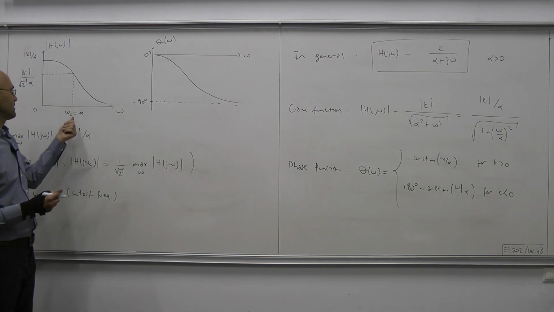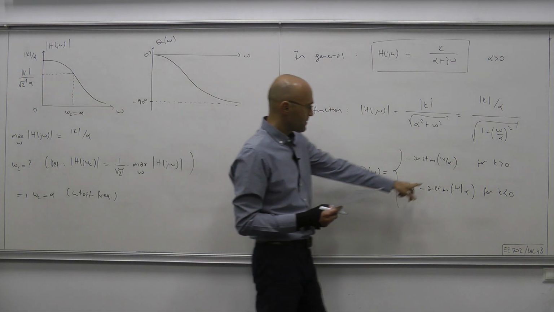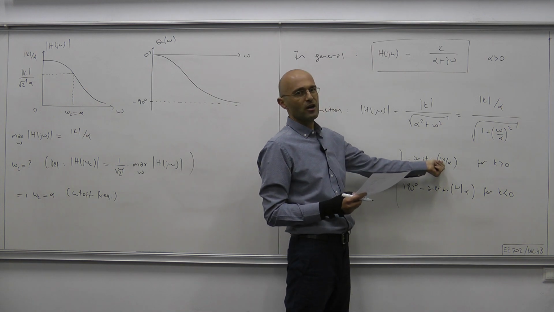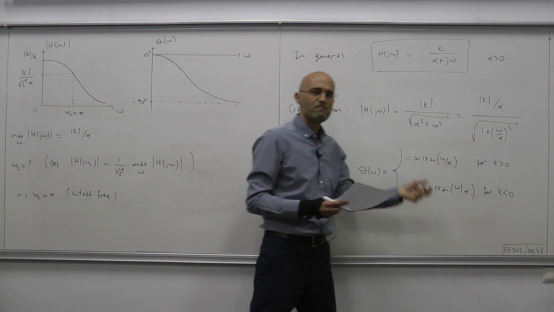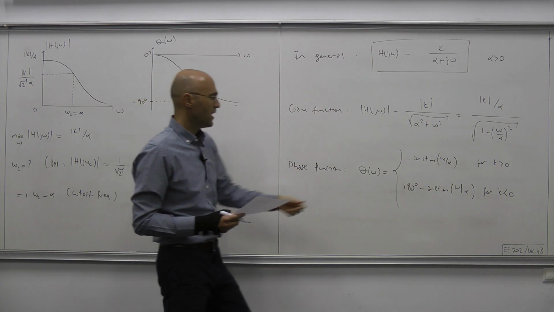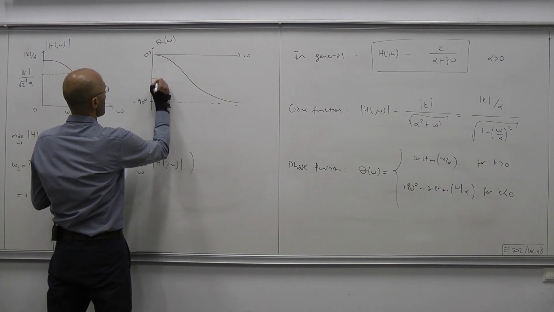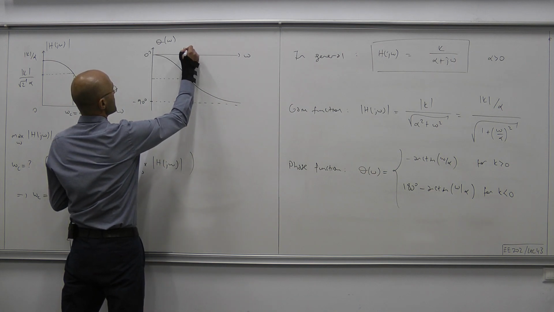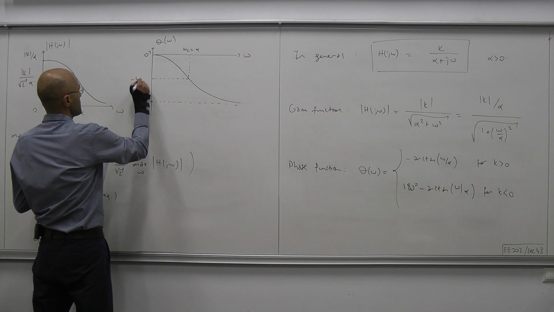Now what happens at the cutoff frequency to the phase? Let's also check that. This is our phase, okay, for K positive. When you plug in ω equals cutoff frequency, which is α, what you have is α over α, 1. Arctangent 1 is 45 degrees, and we have a minus sign in front. Therefore, at cutoff frequency, ωc equals α, the phase is minus 45 degrees.